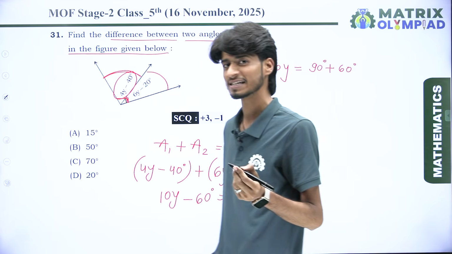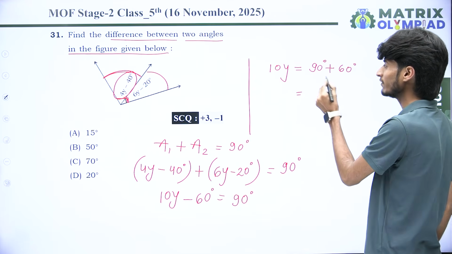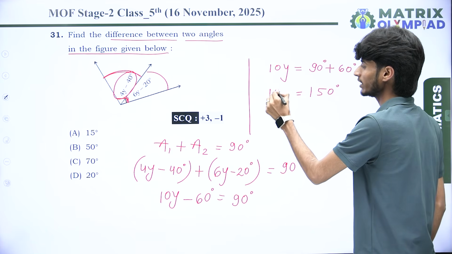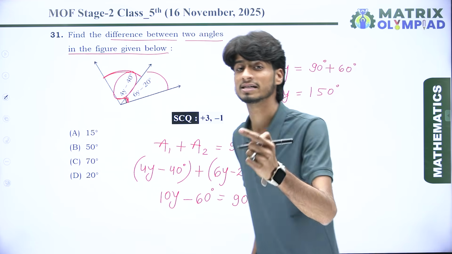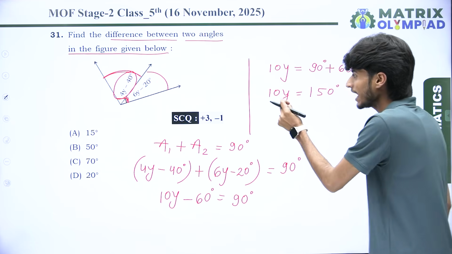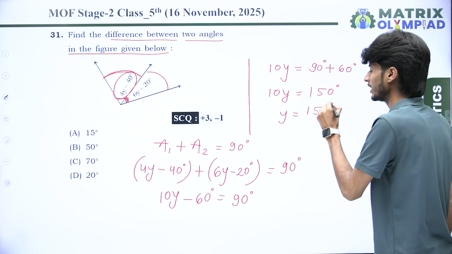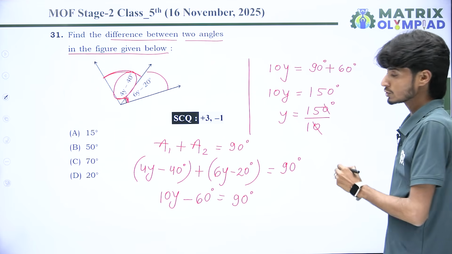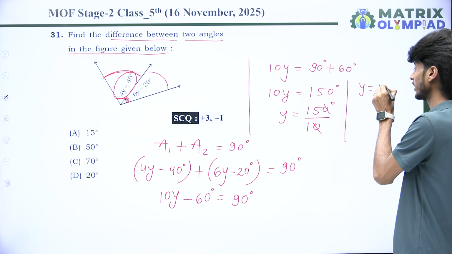90 degrees plus 60 degrees. What is the result of both of them? Whenever we add both of them, we get 150 degrees as the result. Here we have 10y. When you change the place of 10, the sign is also changed. Here 10 is in multiplication, so the value of y is equal to 150 degrees divided by 10. 0 cancels out with 0. So the final value of y is equal to 15 degrees.